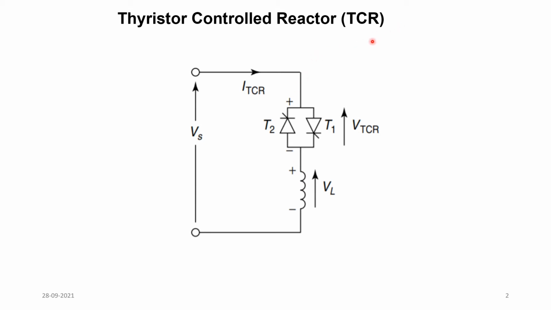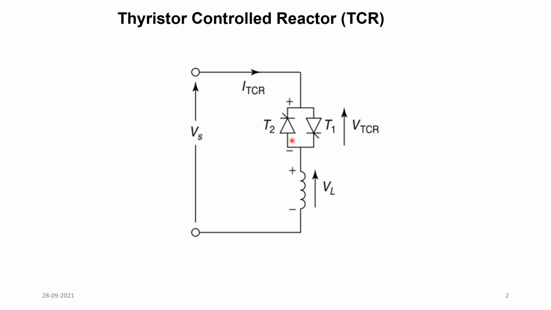The TCR provides a rapid continuous control of the reactive power over the entire range from leading to lagging. So the diagram shows how it works. These two anti-parallel SCRs, if you consider during positive half cycle, thyristor T1 will be conducting, and during negative half cycle, thyristor T2 will be conducting.